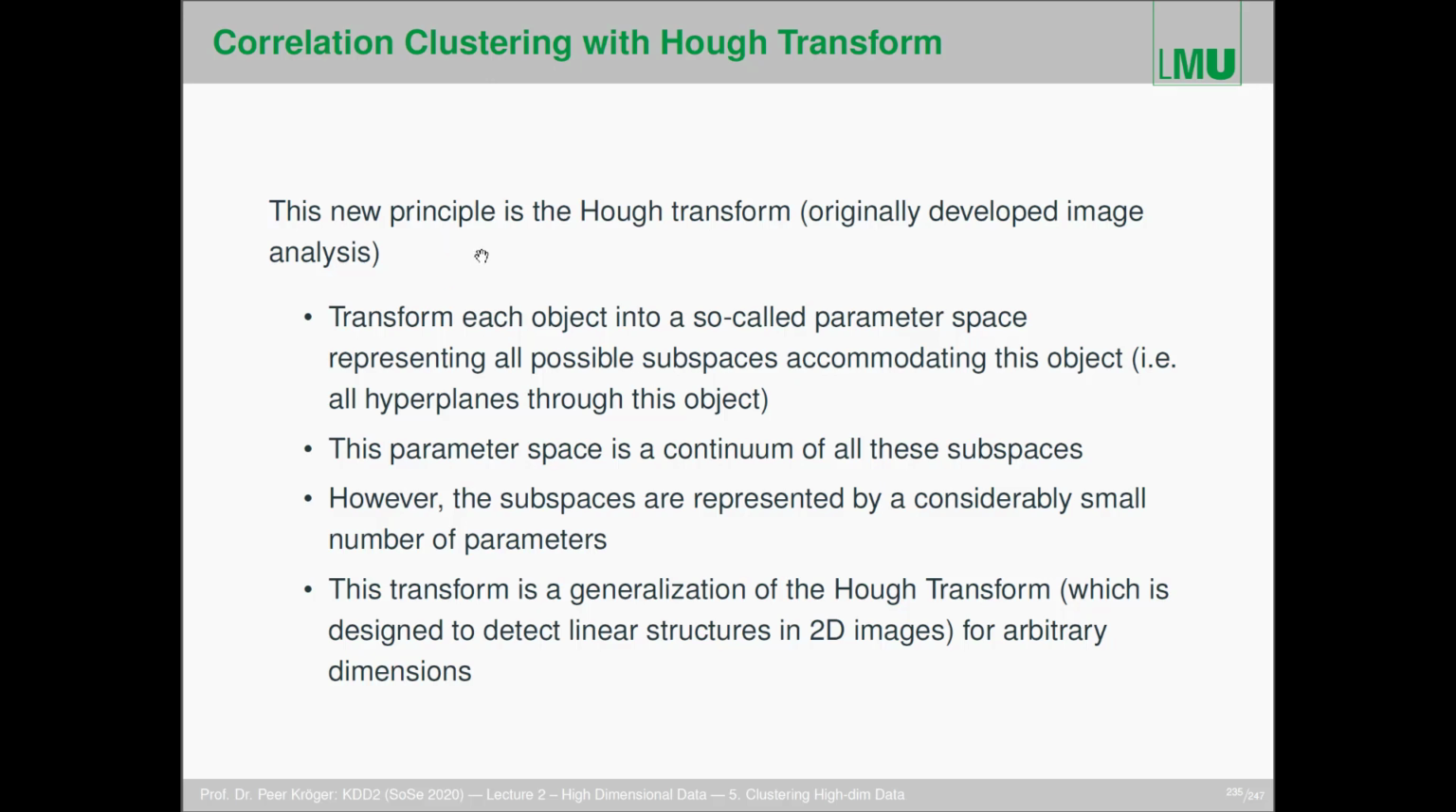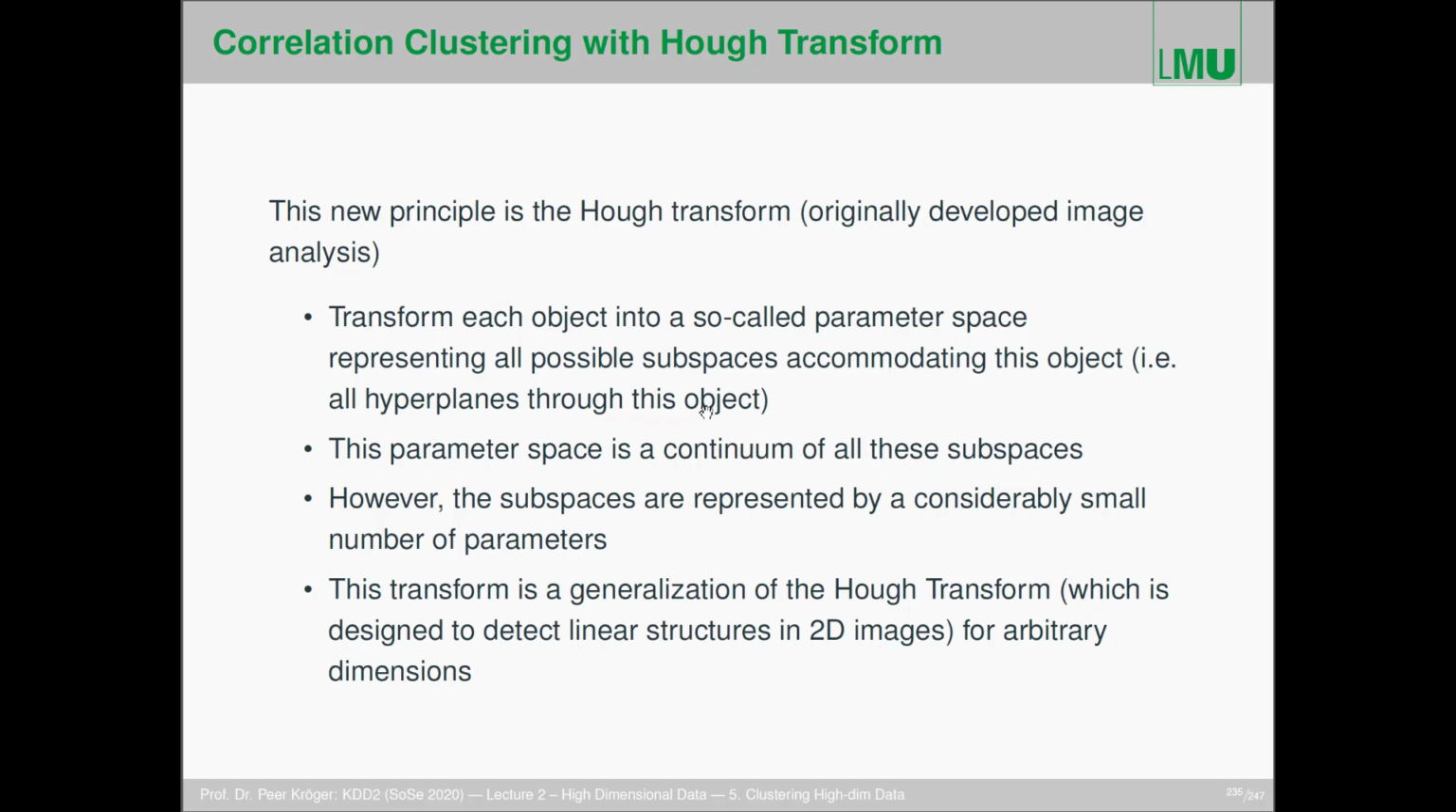And this new principle is the so-called Hough transform, which was originally developed for image analysis. So what is the Hough transform? Well, it transforms each object, each point, into a so-called parameter space, and this parameter space represents all possible subspaces that accommodate this object. So basically, that are all possible hyperplanes through this point.